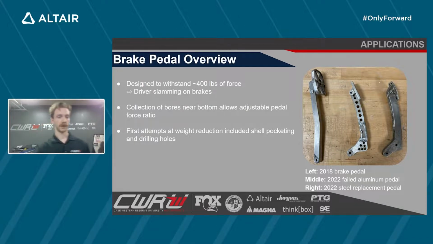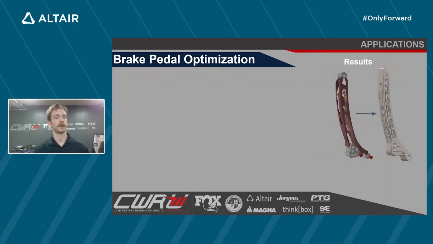So the first attempts at weight reduction included shell pocketing on the left and drilling holes, the dreaded speed holes, which actually at our last competition, as you could see, led to a failure during a brake check, which is unacceptable. We ended up having to make a steel brake pedal, which is significantly heavier when it's essentially not needed.